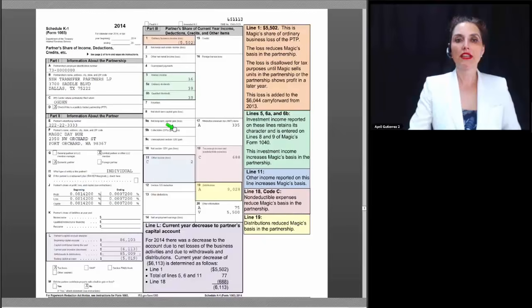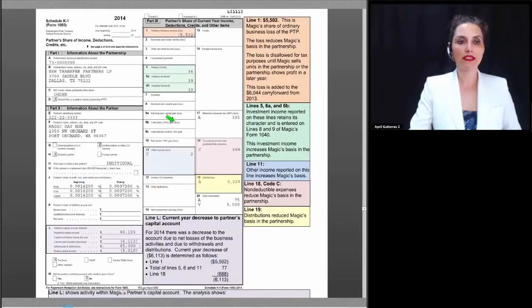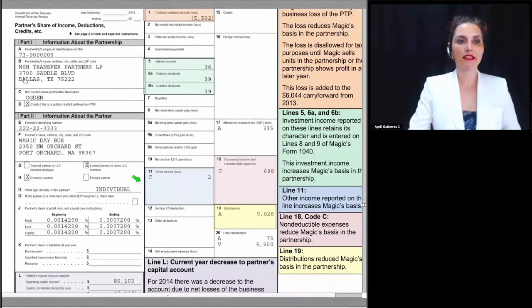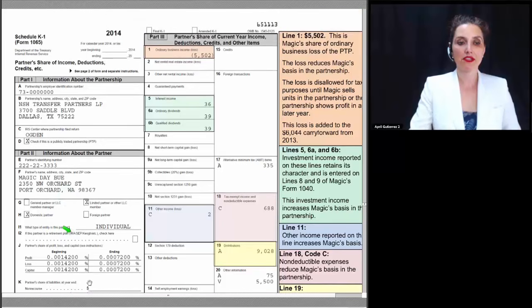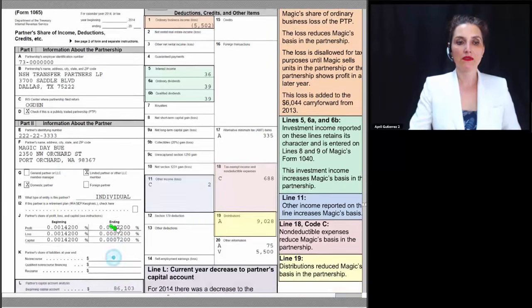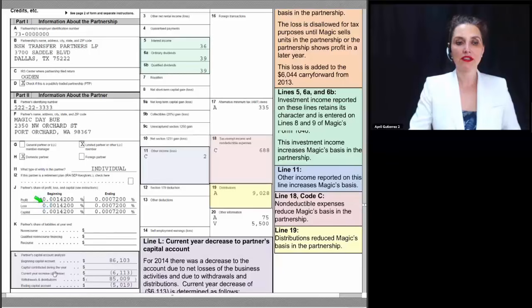We then move over, and he received a K1. So if your client's coming in with a K1 like this, and it says something Partners, LP, and it says limited partner here, odds are that this is a publicly traded partnership. It could be that they're owners in a different type of partnership, but odds are that this is a publicly traded partnership. So you want to be looking for that, especially when you see these ownership percentages that are fractions of percentages.